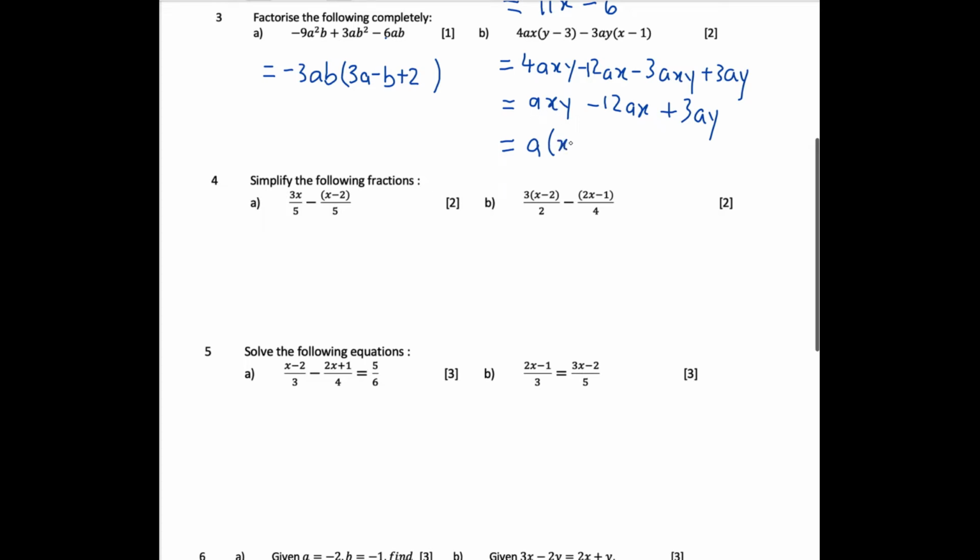So we have left xy, because a times xy will give us axy. Negative 12, a is taken out, left with 12x, plus a is taken out, leaving behind 3y, because a times 3y is 3ay.